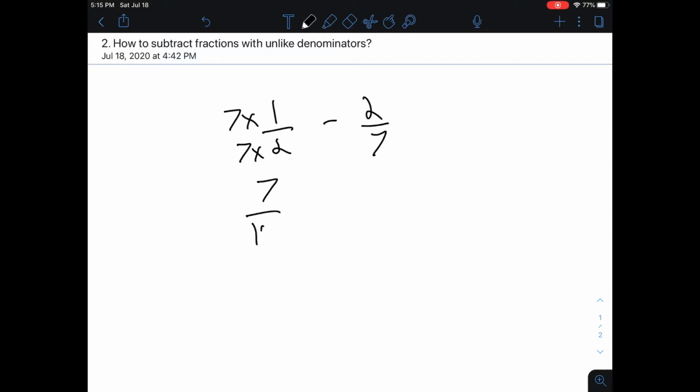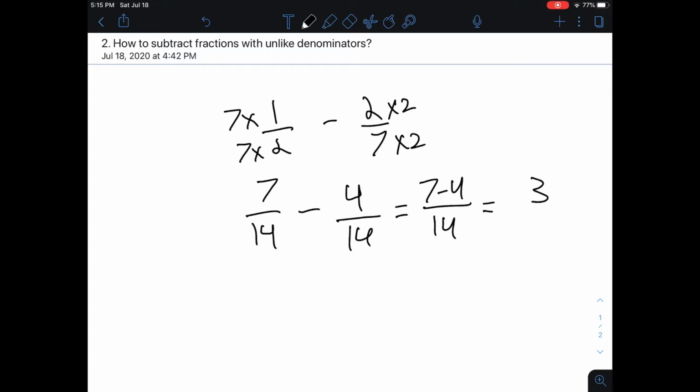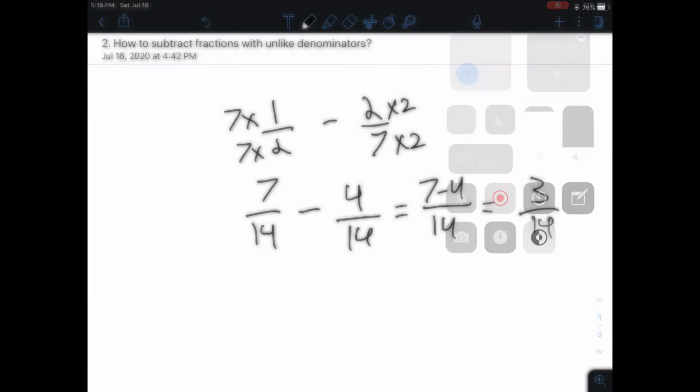So it'll be 7/14, minus, and then it'll be 7 times 2, same thing for the numerator, so it's going to be 4/14. So then we're going to just subtract it normally. We'll do 7 minus 4 over 14. So that's going to equal 3/14.